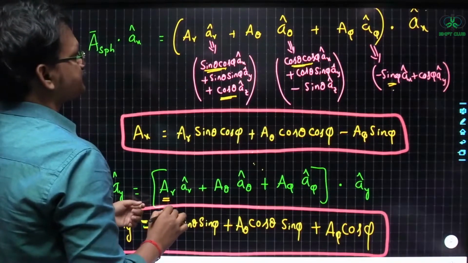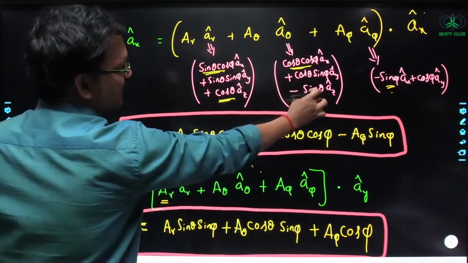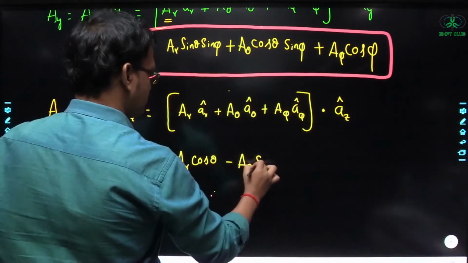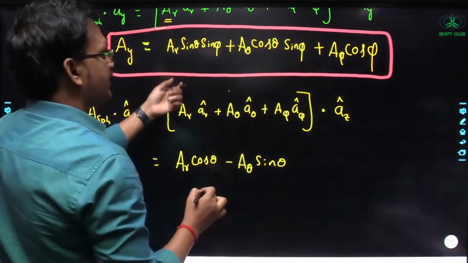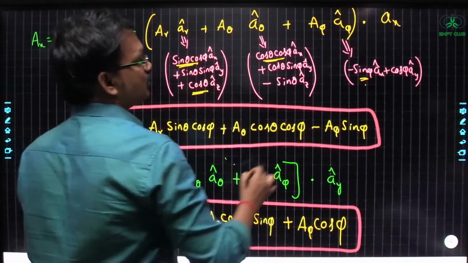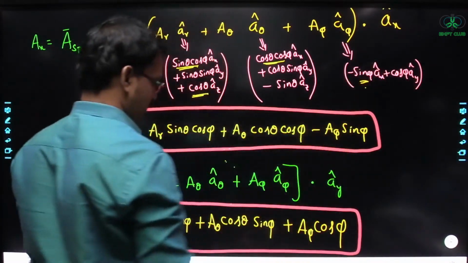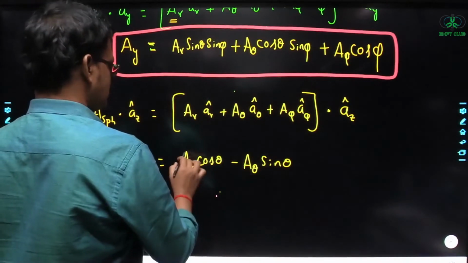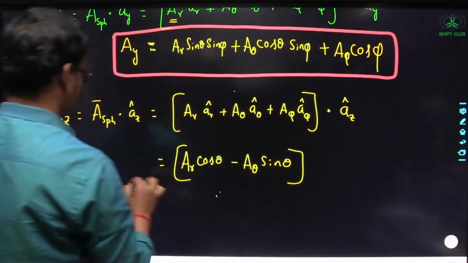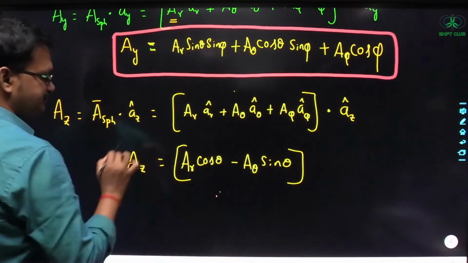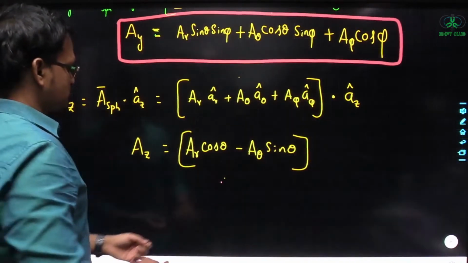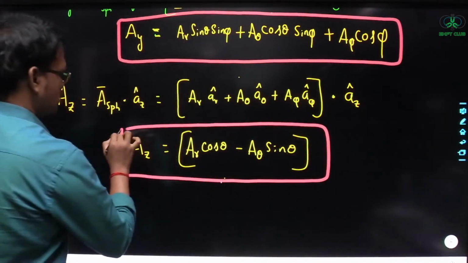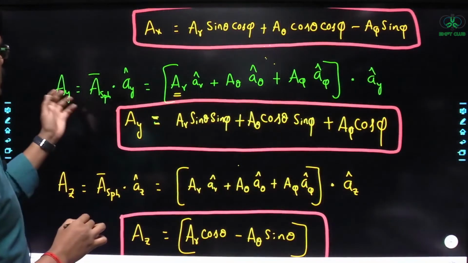Next, A theta into minus sin theta, so you are going to get minus A theta into sin theta. Next, here you are not having any Z component, so that's it here. So AR cos theta minus A theta sin theta, this is nothing but AZ.